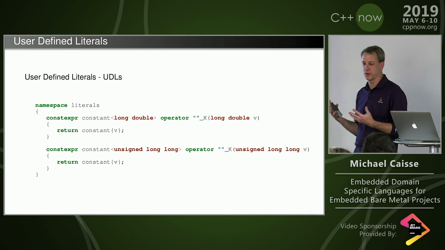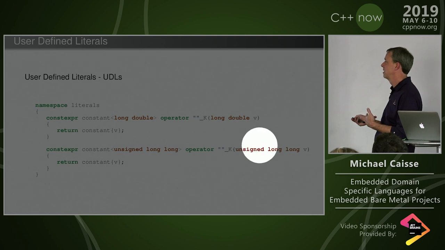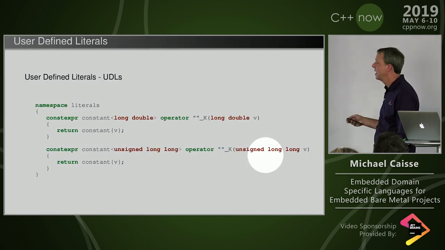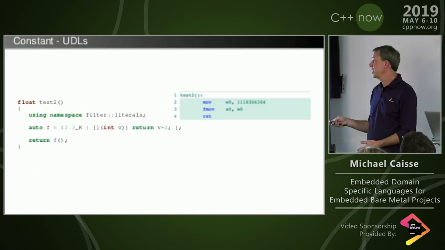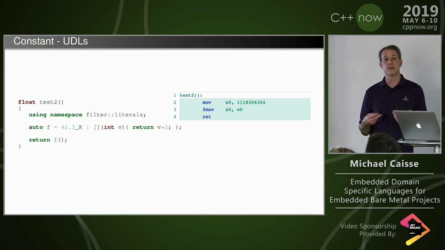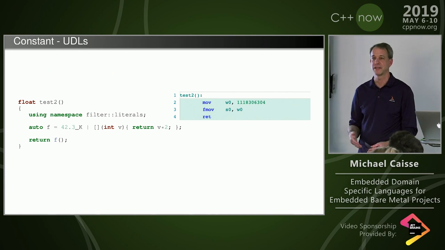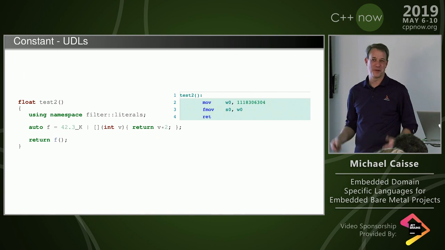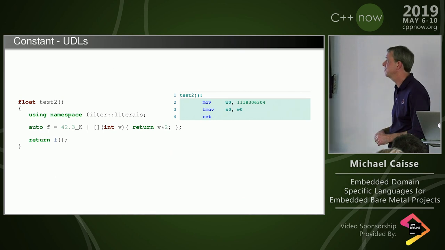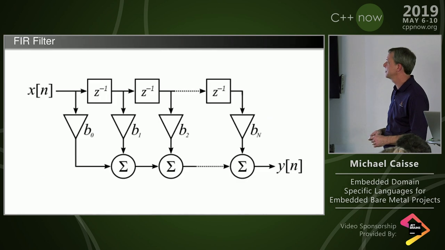And so how UDLs work is now I can have this long version, and I can have an unsigned long, long double, or an unsigned long, and I'm going to go ahead and create a constant and return that. So I can change my code now to look like this, 42.3_K, that now is my constant. Now it's starting to look kind of nice. I can have constants with underscore K to do what I want. Most of the time, to be honest, I'm dealing with floats anyhow, so floats are fine. This will work for other types too, but floats are going to be okay. Okay, that took care of our constants.